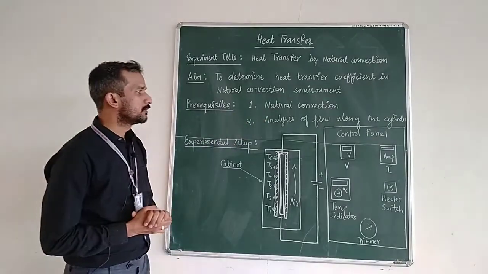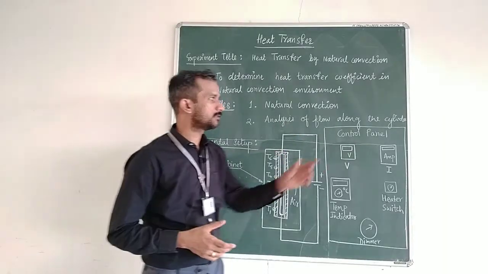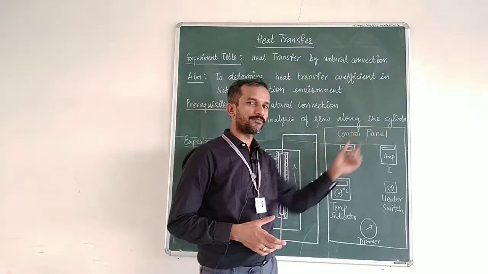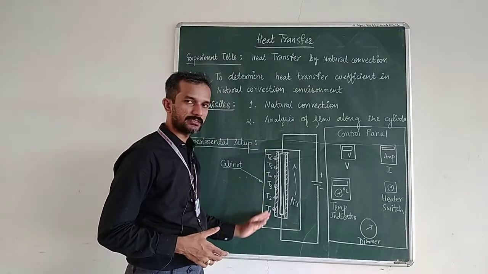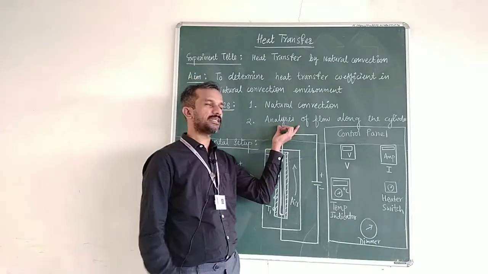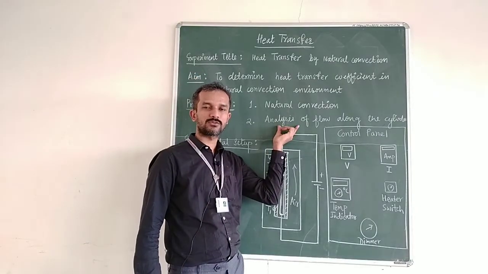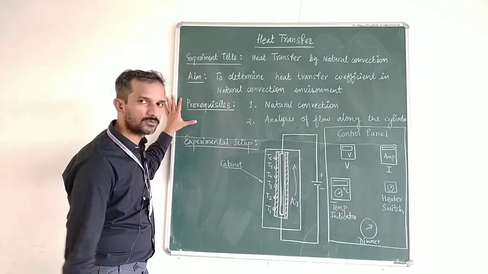And you should be able to analyze this particular case for this trial, that is the flow along the cylinder, because in the setup we have taken a cylinder and the flow is going to take place along the cylinder. So the air is parallel to the cylinder, and you should be able to analyze that case with mathematical analysis. Correlations must be known to you. So these are the prerequisites for today's trial.